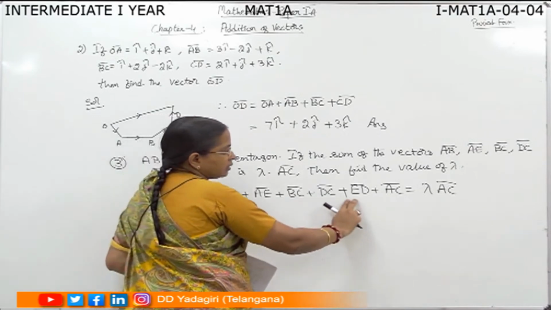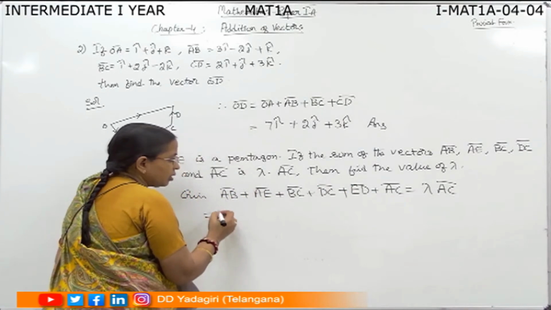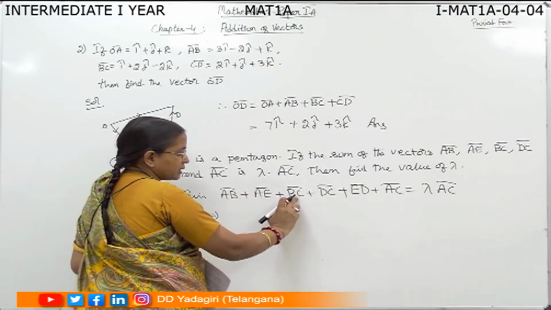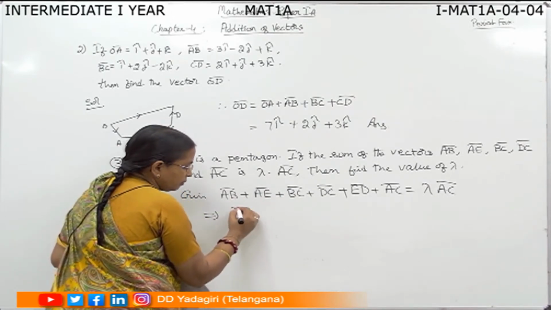ఇదంతా కూడా AC లో రాసేస్తే lambda value వచ్చేస్తుంది ఈక్వేషన్. సో AC లో ఎలా రాసుకోవాలి? AB కంటిన్యూషన్ ఇక్కడ ఉంది BC. So you group these two terms. So AB plus BC.